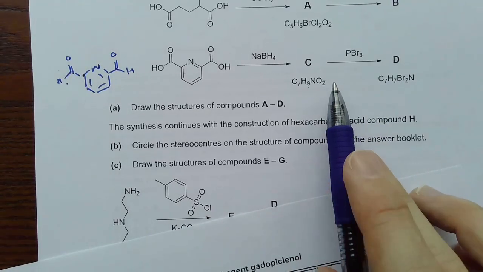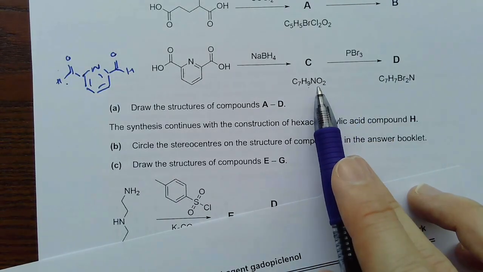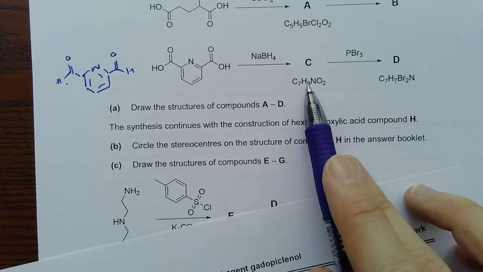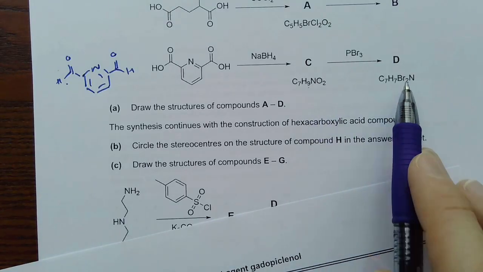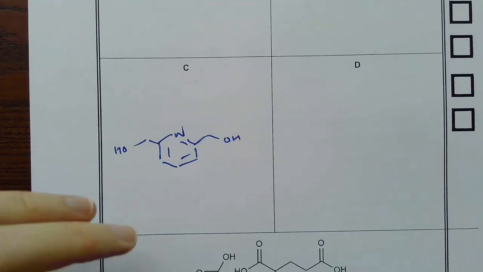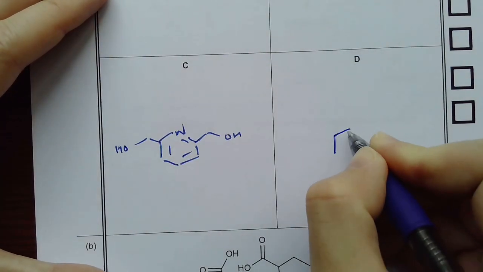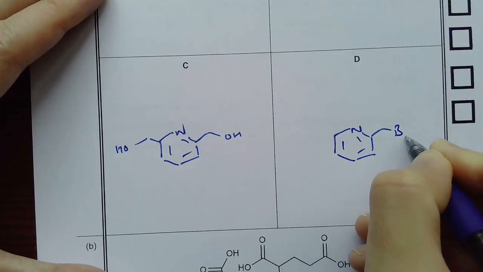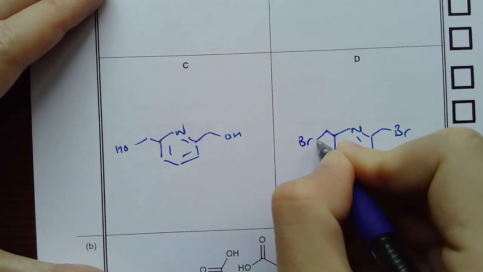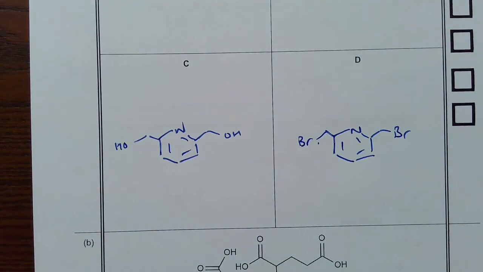And then PBr3. So all I've done is I've changed 2 OH groups for 2 bromines. So no great difficulty working out what's going on there. I feel like for organic synthesis questions on the Olympiad, that's probably about as easy as you're going to get.